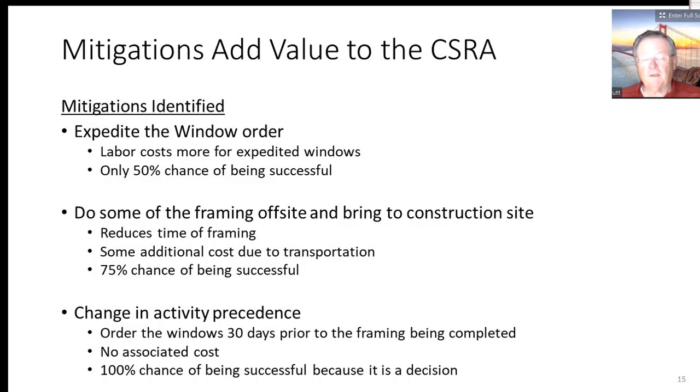And then we talked about the critical path, and what we want to do is change the precedence of activities to try to improve the schedule. So we could order the windows 30 days prior to the framing being completed. So there's an implicit assumption here that I know when the framing is going to be done, I guess. But let's assume we can figure that out. And we can order the windows 30 days ahead of time. Or in the base case, we're ordering them after the framing was done, and we can actually go in there and measure the window openings. But there's no associated cost with this decision. And let's assume it's a 100% chance of being successful because it is a decision.